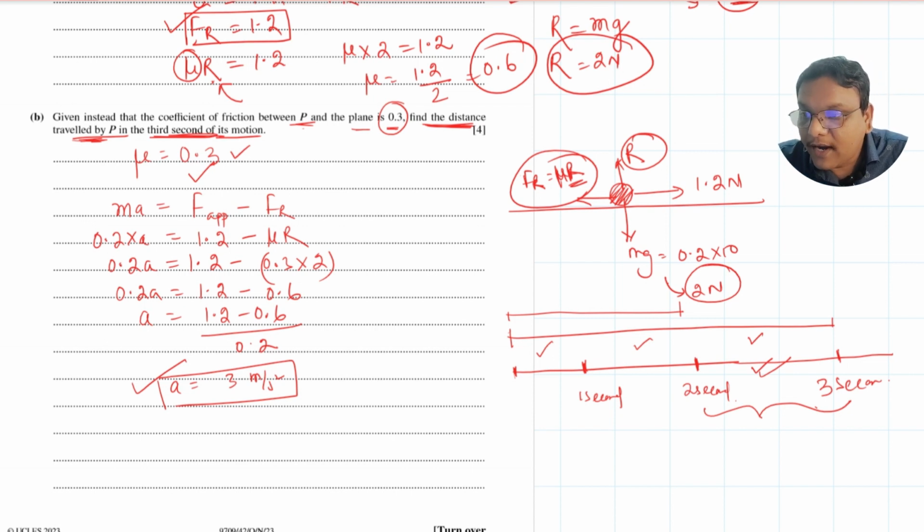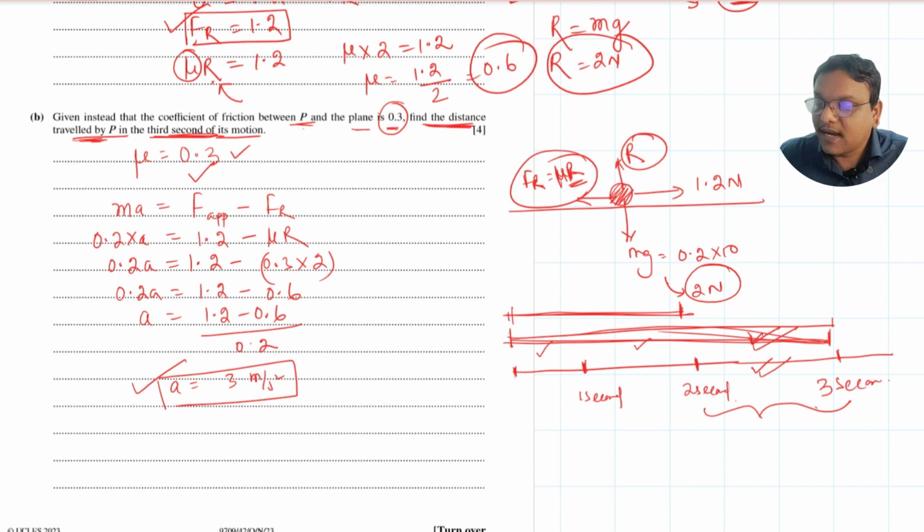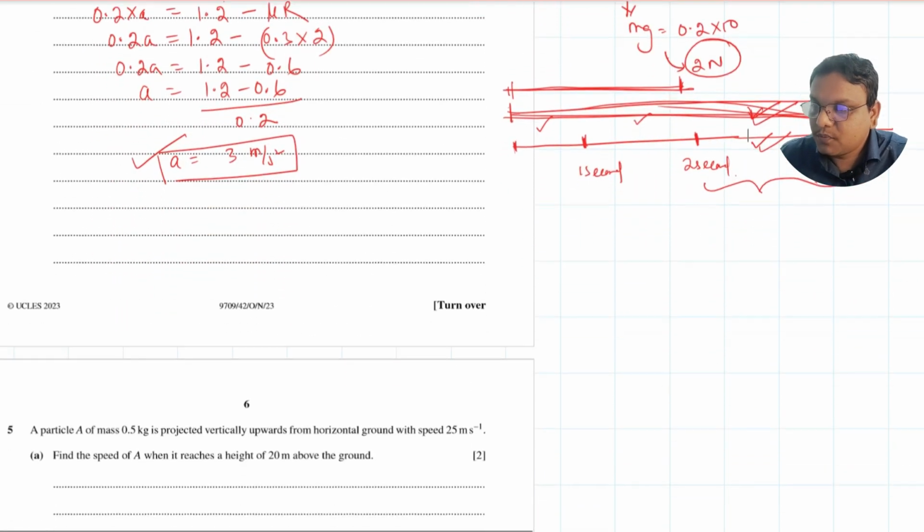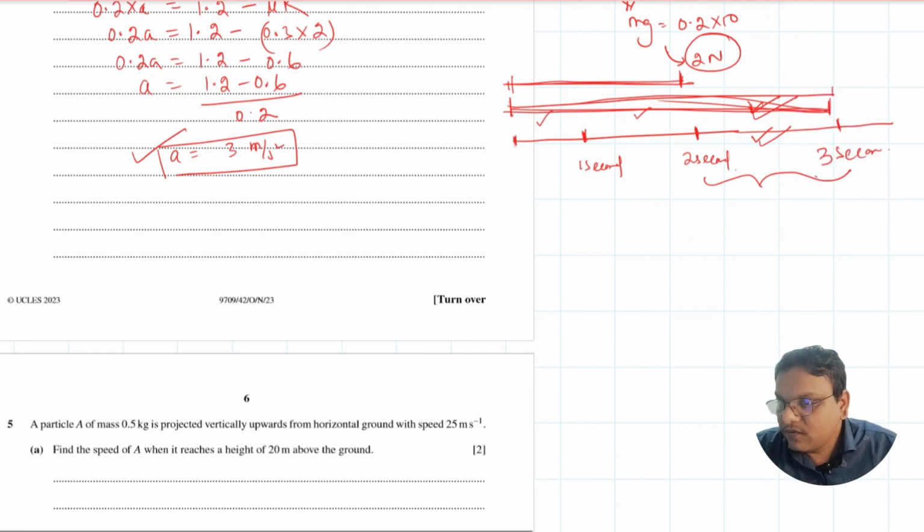Now we'll find the distance for all 3 seconds, the full distance. Then we'll find the distance for the first 2 seconds. Then subtract this, and I'll get the third second of this motion. So let me get the space for this. We'll have 3 sections. First we'll find the total distance, which means 0 to 3 seconds, correct?